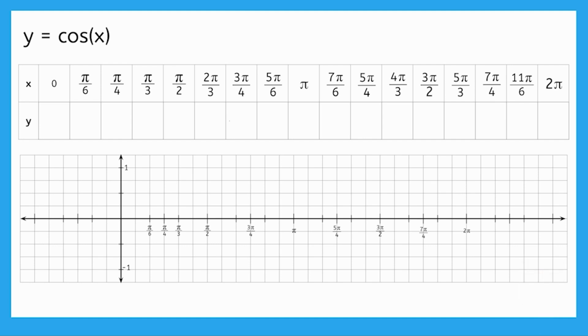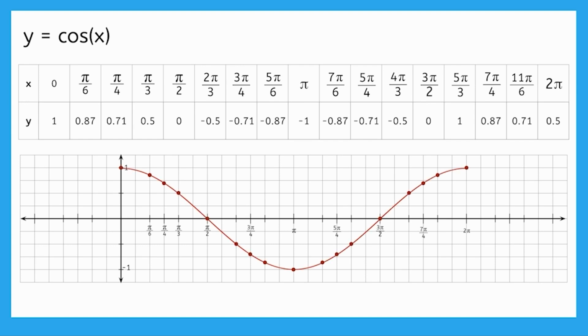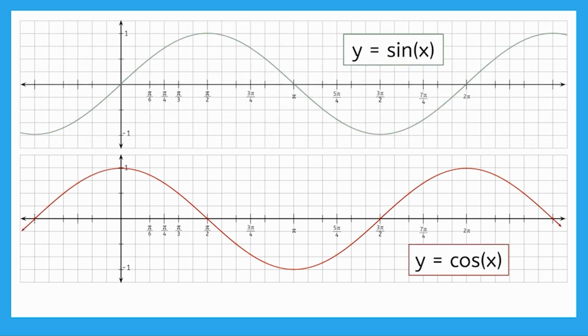We can use our knowledge from earlier in this unit to fill in the table and graph values from 0 to 2 pi. Then, using the same patterns we saw with the sine function, we can extend the graph to values larger than 2 pi and less than 0. Does this look familiar? I hope so. It is very similar to the graph of y equals sine of x.